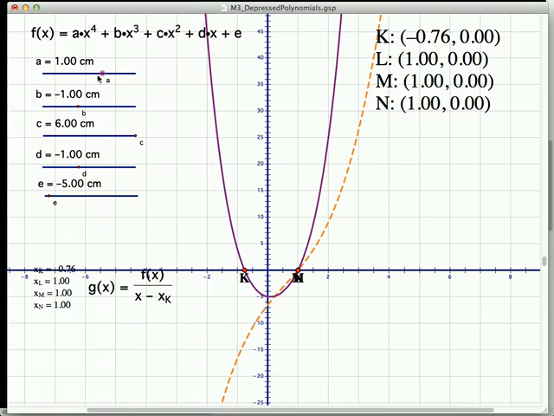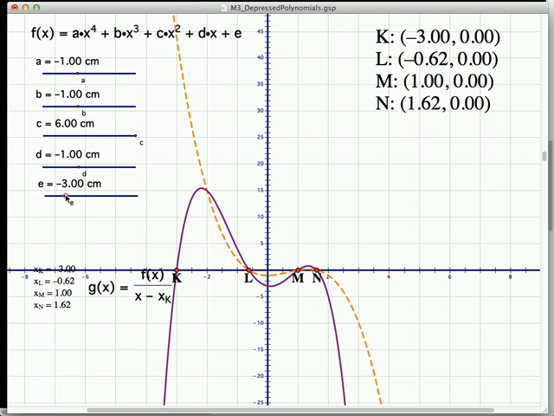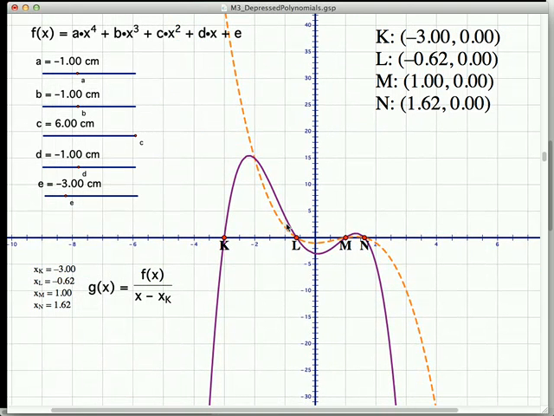Let's see if I can actually get this to work. There we go. There's an ugly 4th degree. And let's shift it up so we actually have 4 x-intercepts. There. Bam. So now I've got K, L, M, and N, right? There's my x-intercepts, right? And notice what I have.